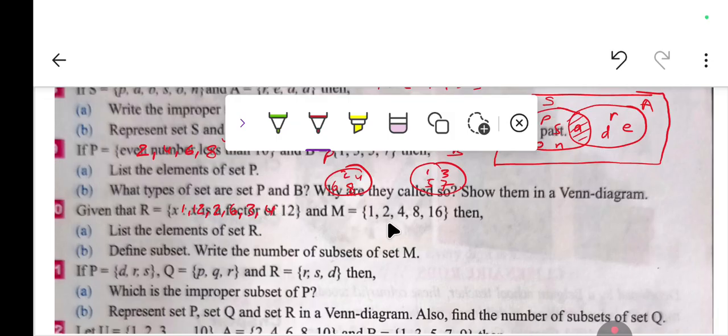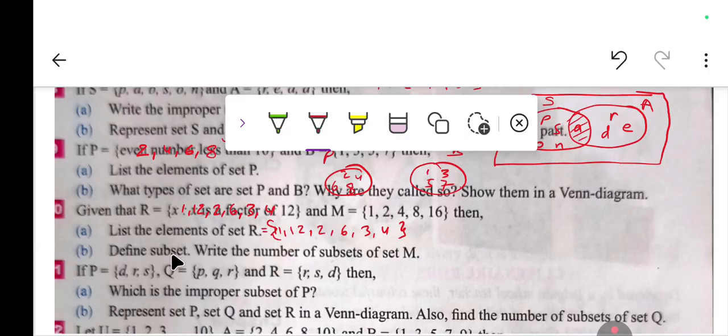Similarly, the set m is equal to this much, as it is given. List the elements of set R that I have listed. What has come? 1, 12, 2, 6, 3 and 4. That should be written inside curly brackets.